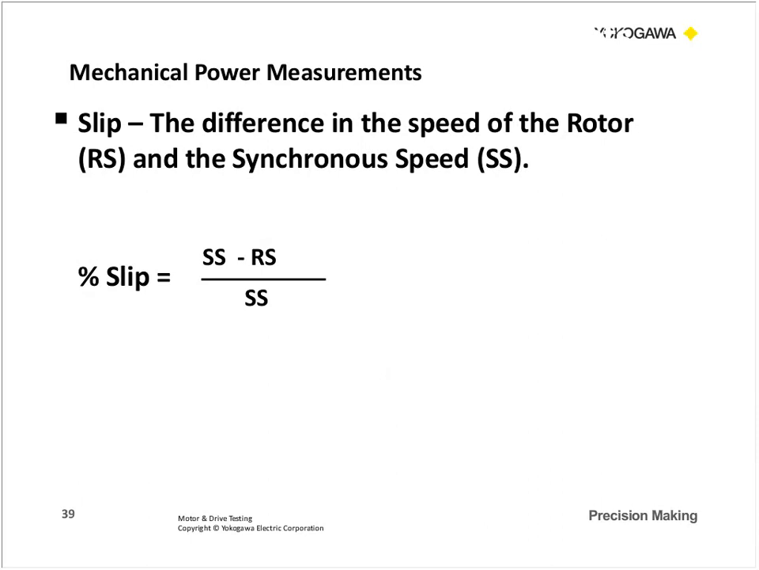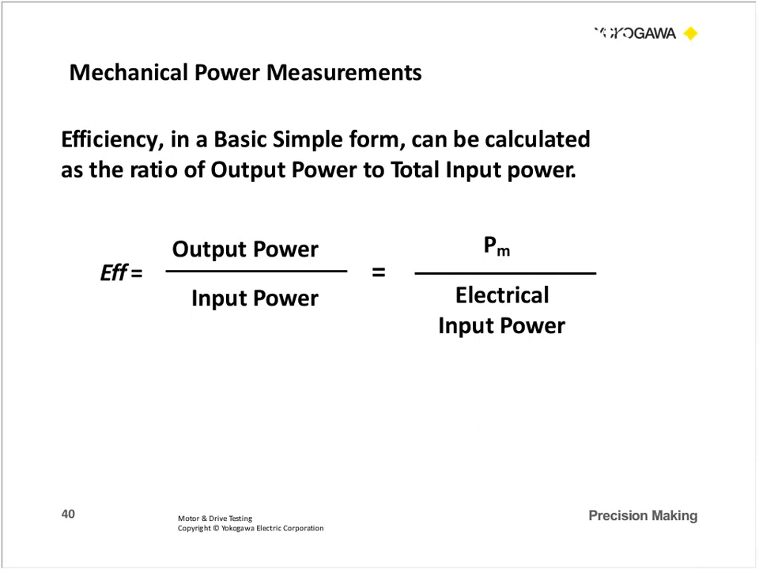Another measurement that we do is what we call the slip. All right, this is the difference in the speed of the rotor, and I just called that rotor speed, and the synchronous speed, which I just called SS. So our synchronous speed minus our rotor speed divided by the synchronous speed will give us a percent of slip. Again, that's just the difference between the rotor speed and the synchronous speed. So we know mechanical power efficiency, in very simple terms, is the output power divided by the input power. Or in this case, it's the mechanical power divided by the electrical input power.